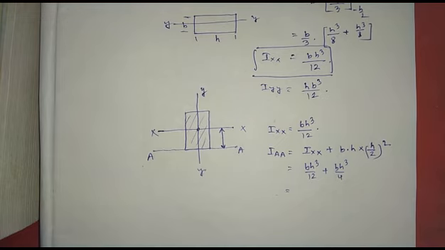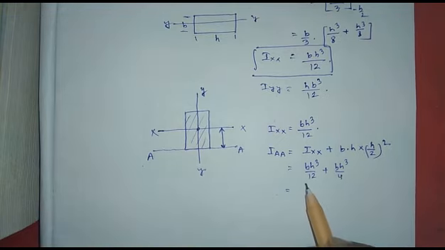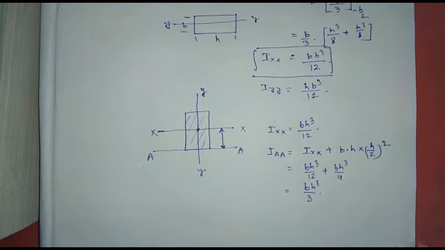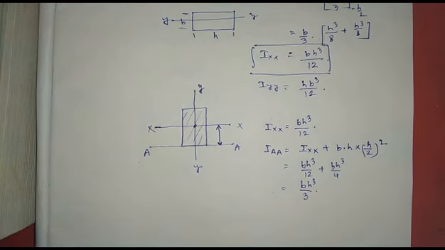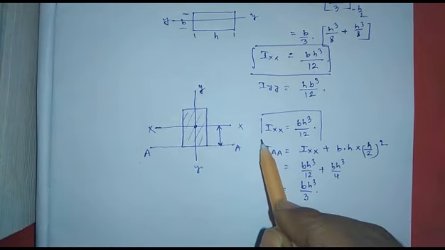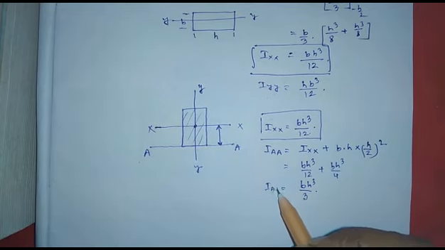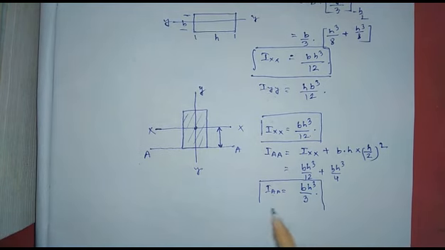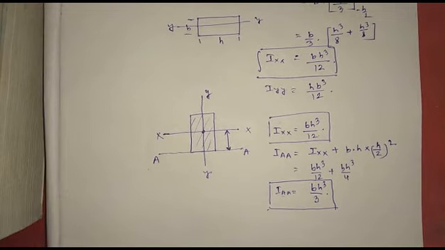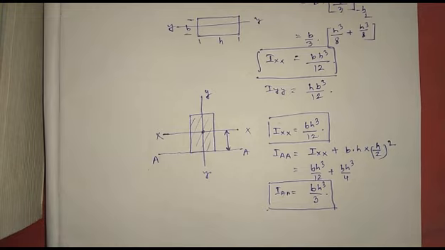So how much is it coming to? It is bh cube by 3. From this we can conclude that the moment of inertia about the centroidal axis is less than the moment of inertia about an axis which is a bit away from the center. So you will get the least moment of inertia about the centroidal axis. Okay. Now we will calculate another problem, that is for a triangle.